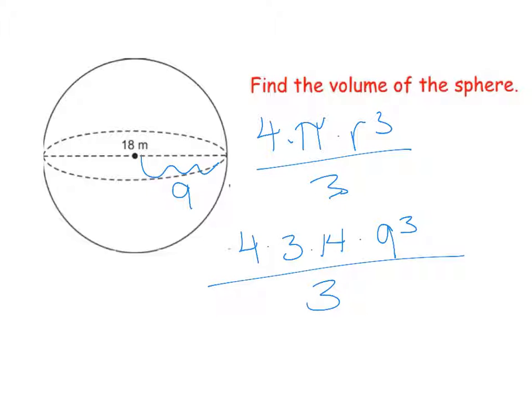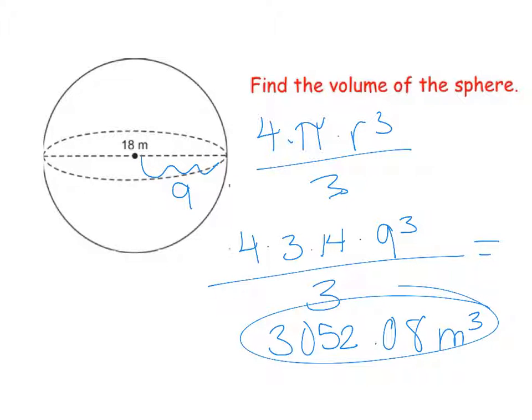Okay, so let's start out and let's get 4 times 3.14 times radius cubed, all of that divided by 3, okay? And this time we didn't get a repeating decimal. Let's just go ahead and write our answer. We get 3,052.08 meters cubed, okay? So the formula for a sphere is 4 times pi times radius cubed, and all of that divided by 3.